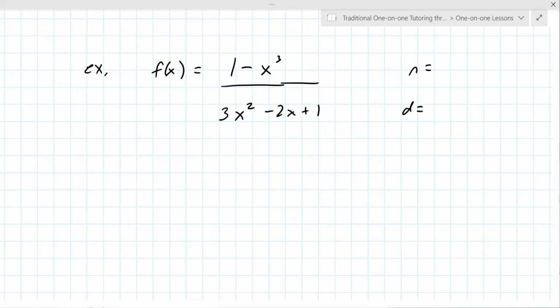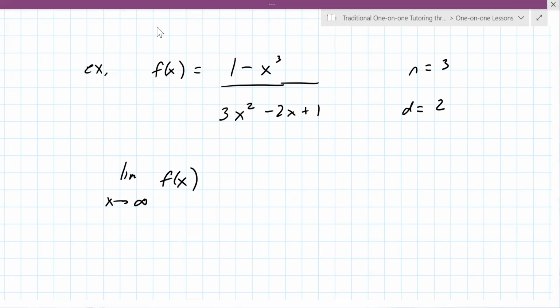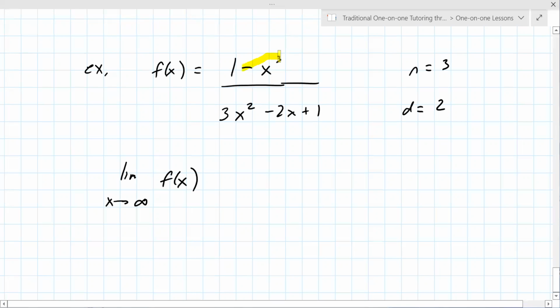3 and 2. So we know it's case number 3. We know that the numerator degree is greater than the denominator degree. So we know that the limit as x goes to plus or minus infinity either goes to positive or negative infinity. So let's start with the positive infinity case. Now, your focus, and I'm doing this intentionally where I don't put it as leading term, is on the leading terms.